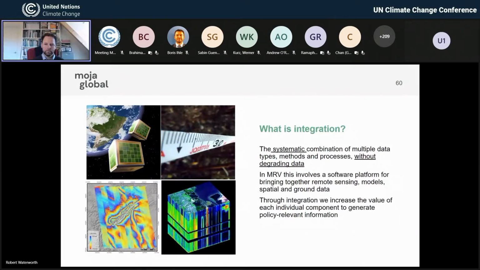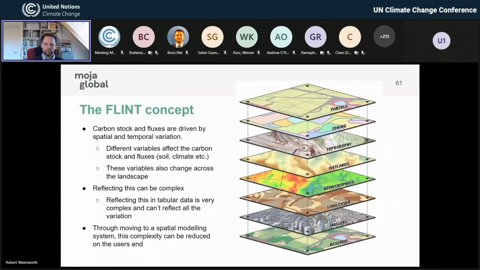In MRV, what we're talking about for integration is a software platform, and the FLINT in specifically here, around how do we bring together all of those things we're just talking about, the remote sensing, the models, the spatial data, the ground data. There is a lot of data out there. Data is not really the problem. So the idea is to stack all of this information together, but it stacks it in a very, very different way to a traditional GIS system. And this is something we're going to talk about later on.